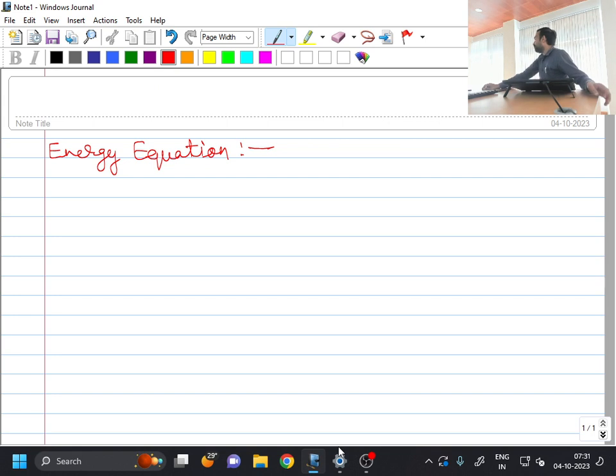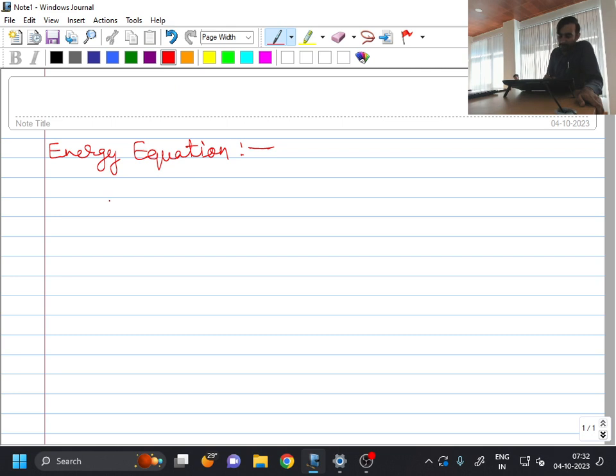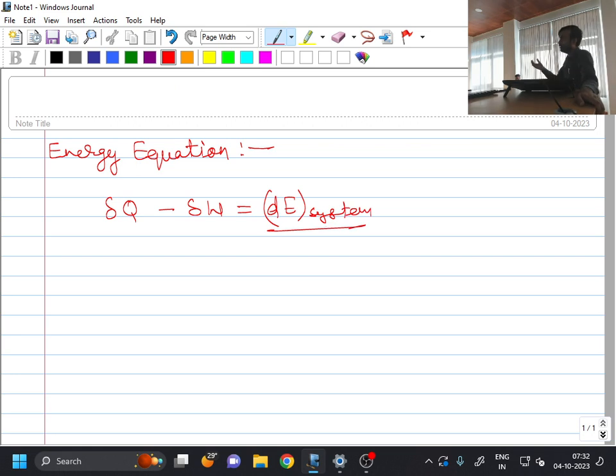Okay, so if you see from the subject of thermodynamics, the fundamental energy conservation principle is nothing but our first law of thermodynamics. As per the first law of thermodynamics, we all know that for a system, δQ minus δW is equal to dE. So this dE is applicable for a system. That is something which we already know.